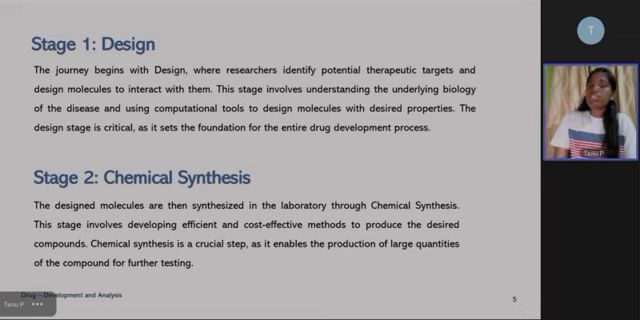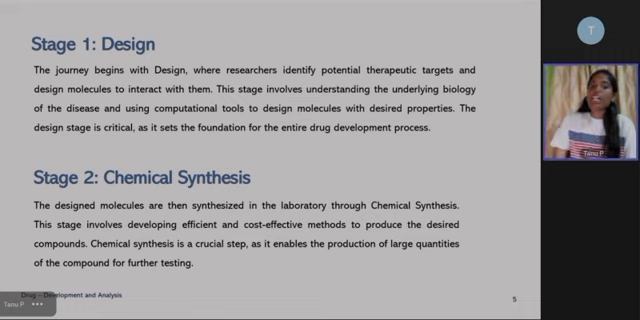Stage 2 is chemical synthesis. The designed molecules are then synthesized in the laboratory through chemical synthesis. This stage involves developing efficient and cost-effective methods to produce the desired compounds. Chemical synthesis is a crucial step as it enables the production of large quantities of the compound for further testing.